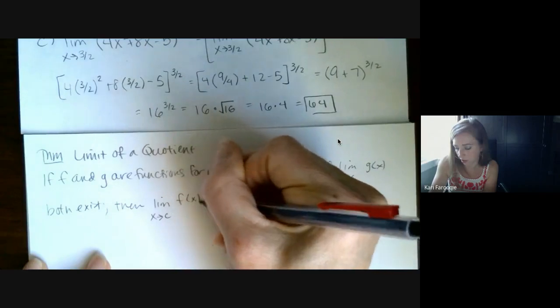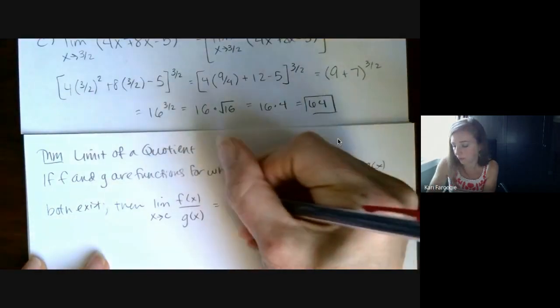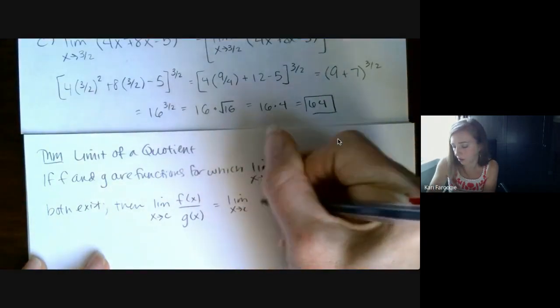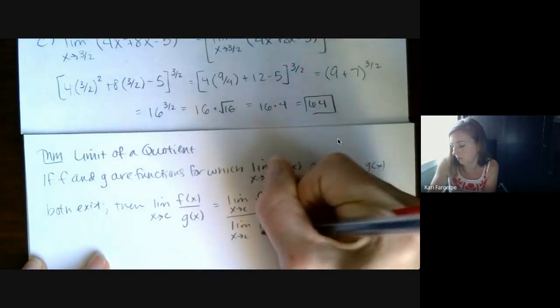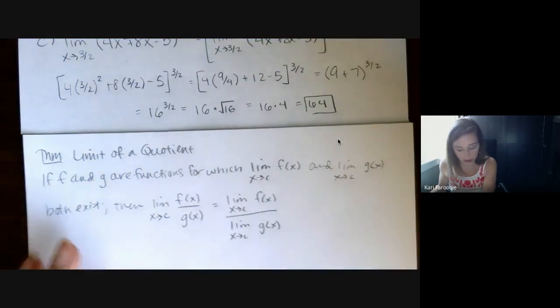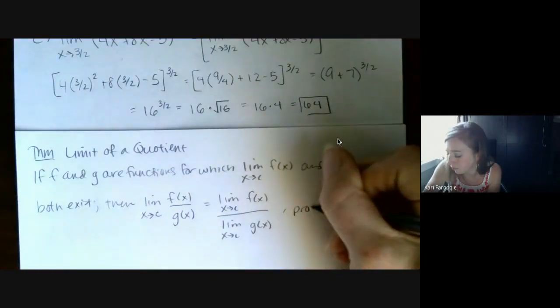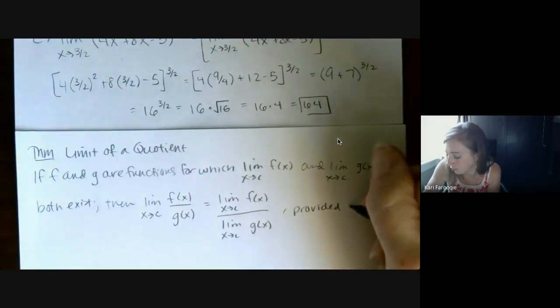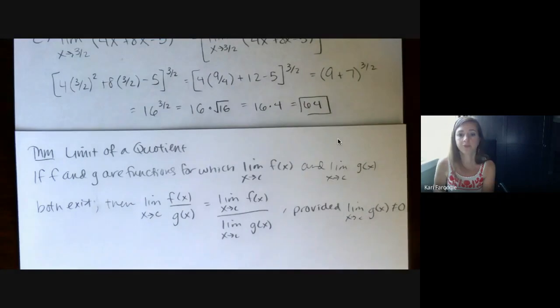The limit of f over g is equal to the limit of f divided by the limit of g. Now this is provided that the limit as x approaches c of g of x does not equal 0, because we cannot divide by 0.